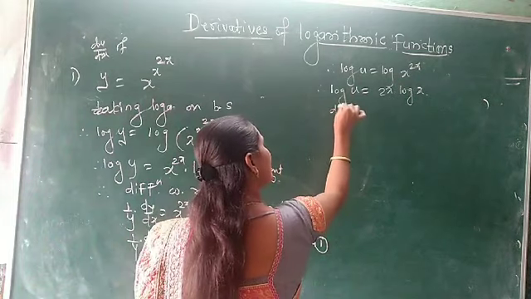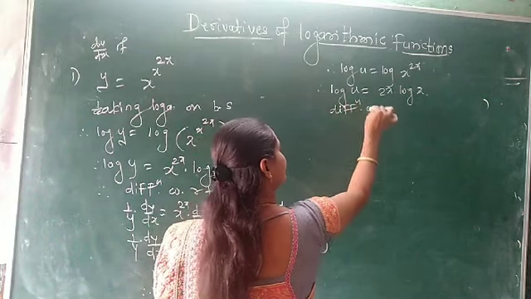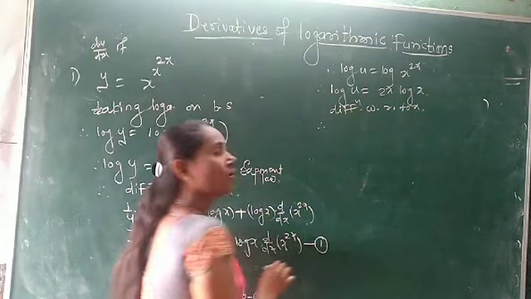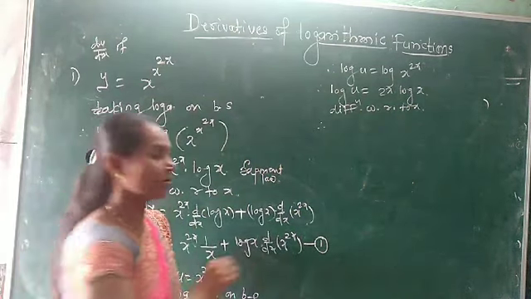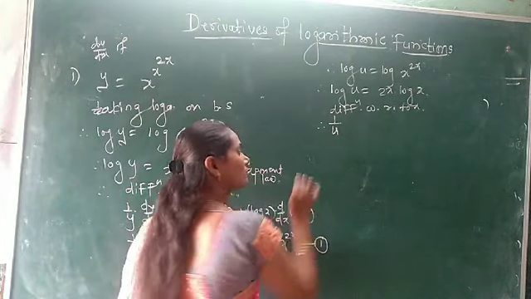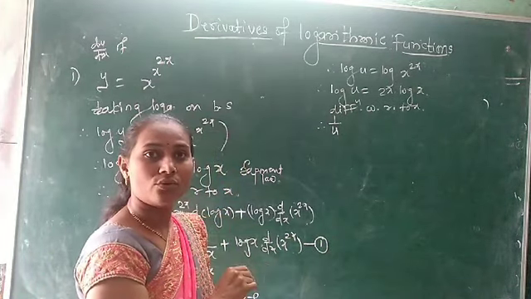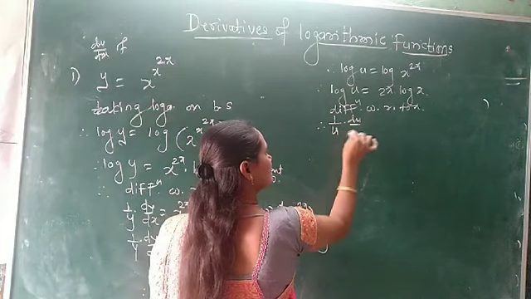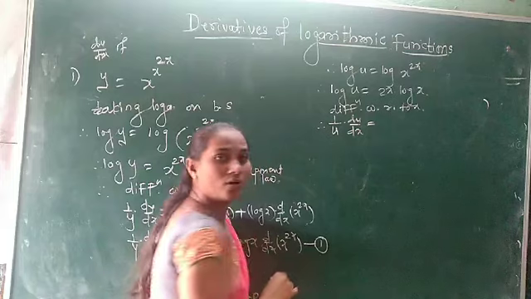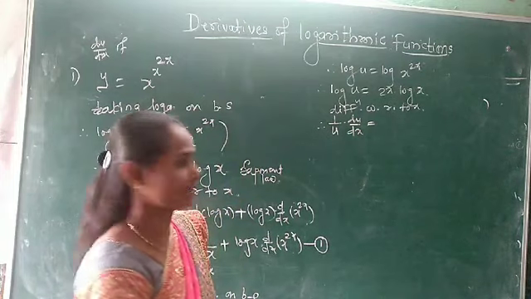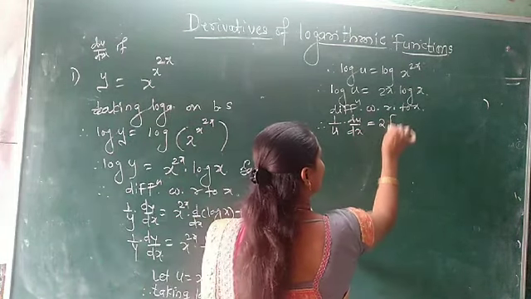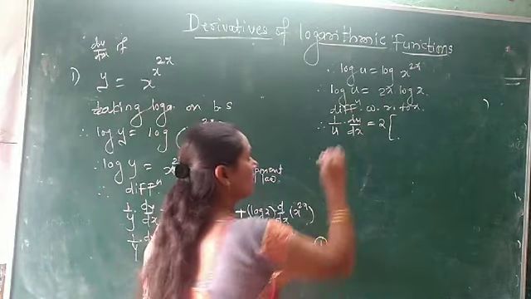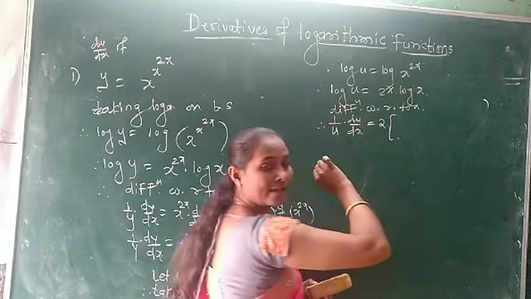Now differentiate with respect to x. So what is the derivative of log u? 1 upon u into the derivative of the remaining part, u, which is du upon dx, because with respect to x, is equal to 2 into the derivative of x log x. Now from these two terms take 2 common, x and log x. So again we have to use the product rule here.